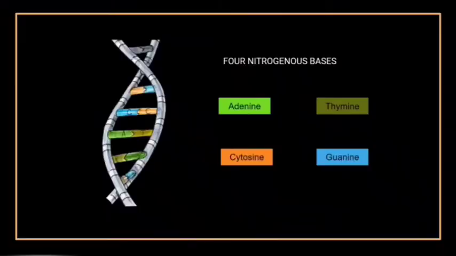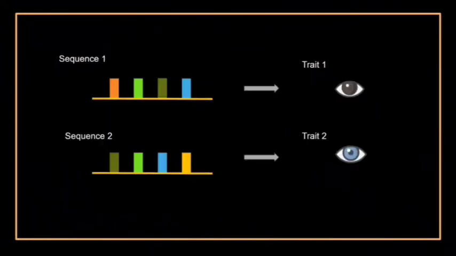Genes contain a macromolecule called DNA, which contains information on cell functioning. DNA is comprised of four nitrogenous bases which are strung together in particular sequences. Each different sequence gives rise to a different trait.